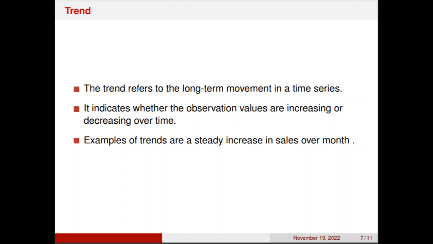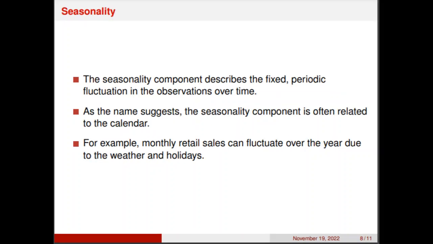The next is seasonality. Seasonality is a fixed, I mean periodic, fluctuation in the observation over time. As the name suggests, the seasonality component is often related to the calendar. For example, monthly retail sales can fluctuate over the year due to the weather and also holidays.